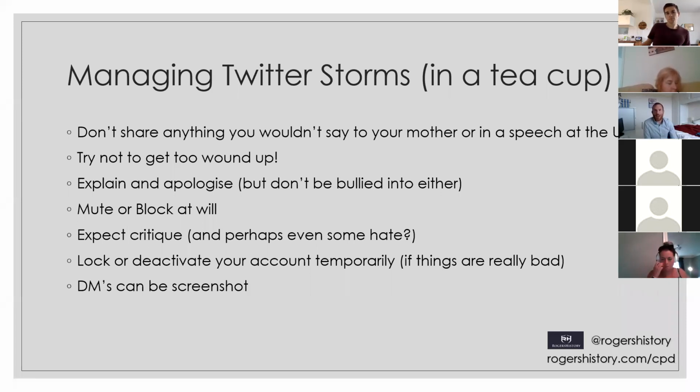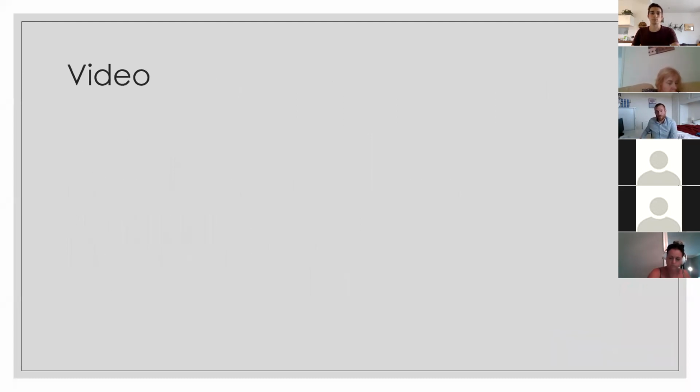I was surprised by it. I was like, this is my first blog I've ever published. So it can happen regardless of how long you've been on Twitter for. It's something to be prepared for. You will be criticized. What you produce, what you put out will be criticized. And you might even get some hate, possibly. An option in that case is to lock or deactivate your account, either temporarily or permanently. And remember one last thing, DMs can be screenshot.